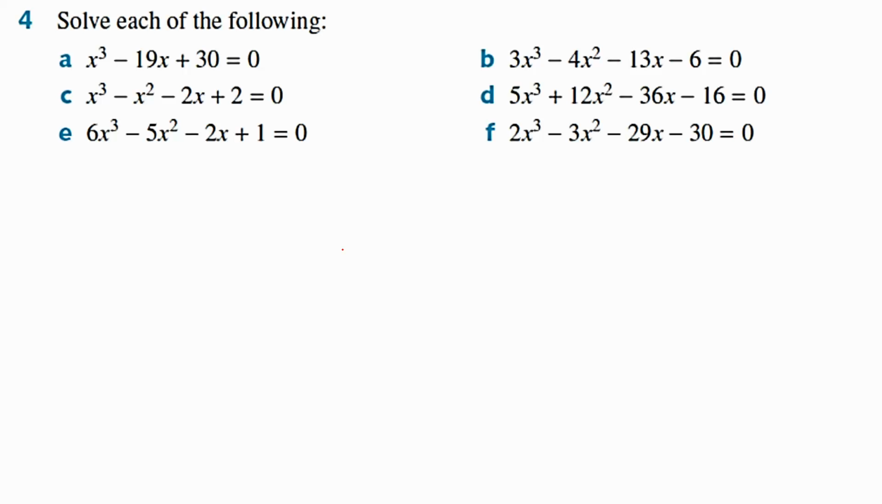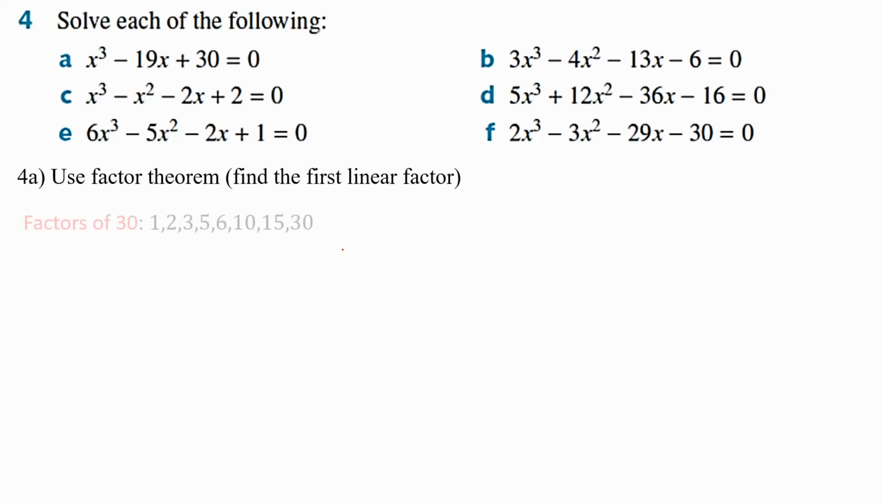6b, 6c. So what you learnt with me in 6b and 6c, that's what you're doing here. So let's do the first one. You got x cubed minus 19x plus 30. Your first step is to use factor theorem because you don't have any factors yet. You don't know any linear factors to divide.